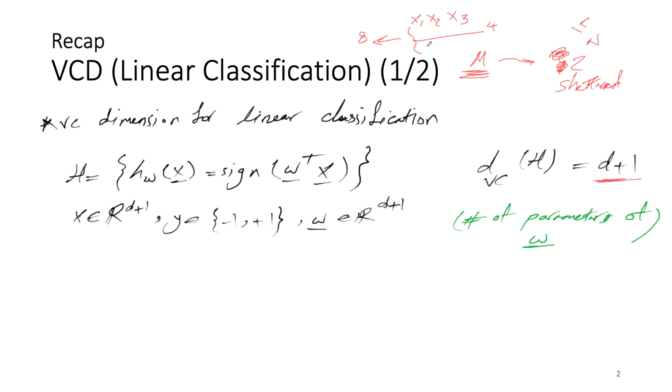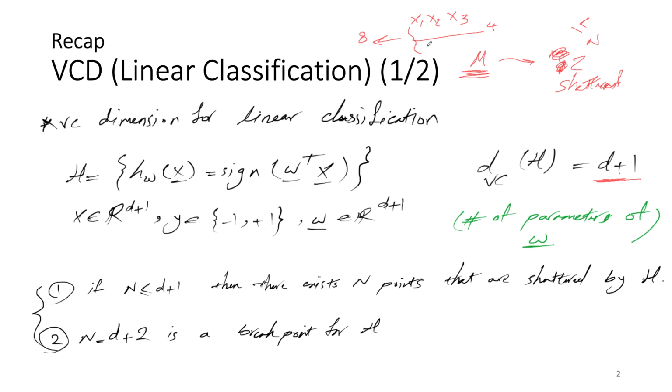All right? And then we try to analyze the linear classification. We came up with this, and then we had the proof, right? So we said if n is smaller than or equal to d plus 1, then there exist n points that are shattered, and d plus 2 is a breakpoint for h. That means this is going to be the upper bound of the complexity, right? Can anyone tell why? We talked about it last session. So why is n equal to d plus 2 a breakpoint for h?